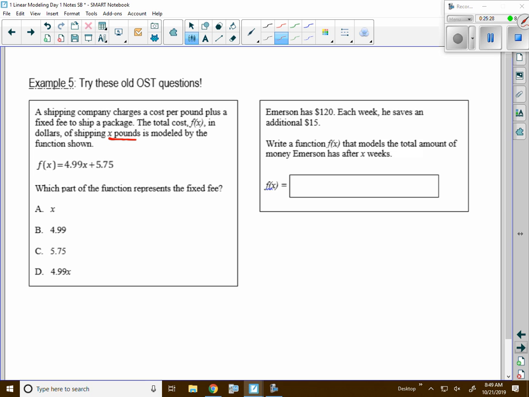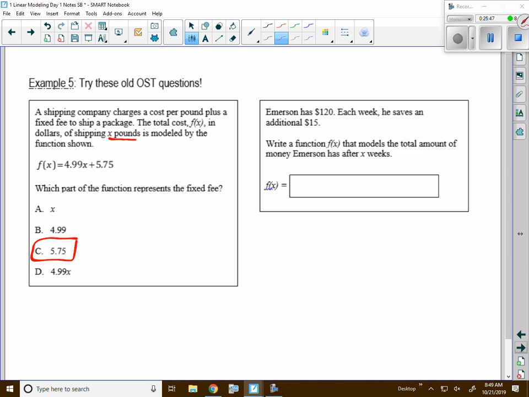Which part of the function is the fixed fee? 5.75. Okay, remember, fixed fee or flat rate is y-intercept. Every single time. What would the 4.99 be? That would be the slope.